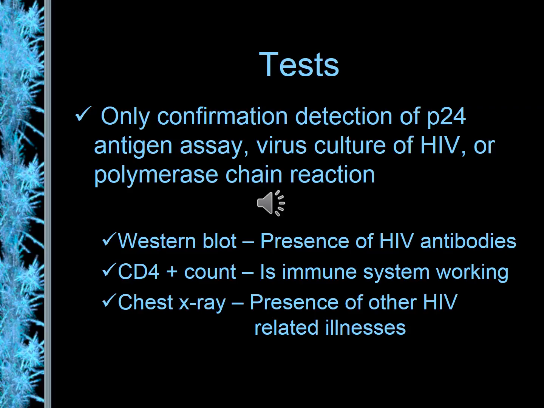A presumptive diagnosis may be made on one positive test, but to truly declare that the patient has HIV, or to rule out that the patient has HIV, you need 2 negative tests to rule out that they have HIV. So that's how we confirm testing of HIV on our kids.